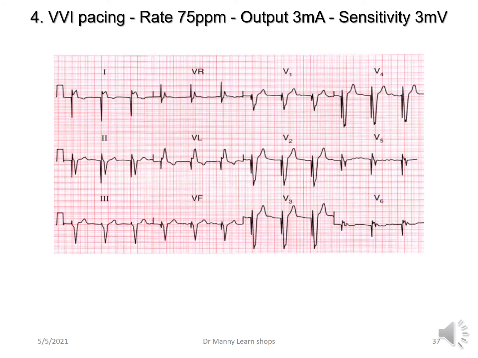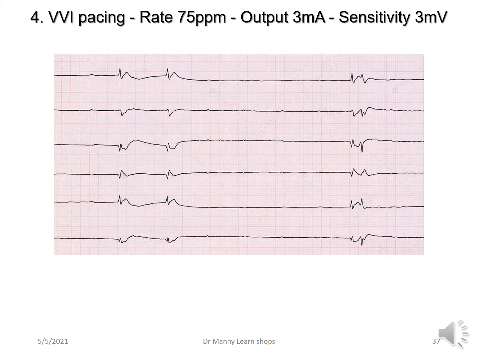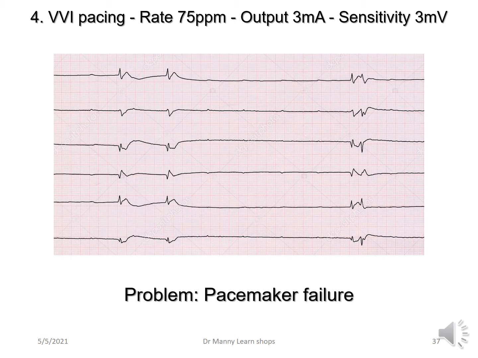Then you've got VVI pacing again. Rate 75, output 3 milliamps, sensitivity 3 millivolts, and suddenly their alarm goes off and they go into this rhythm. Well, this rhythm is incompatible with life, which was probably why they started temporary pacing in the first place. But what's happened from a pacing point of view? The problem is pacemaker failure.